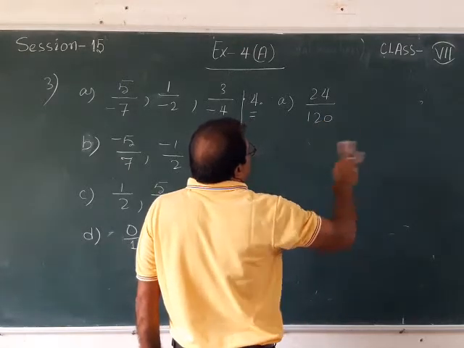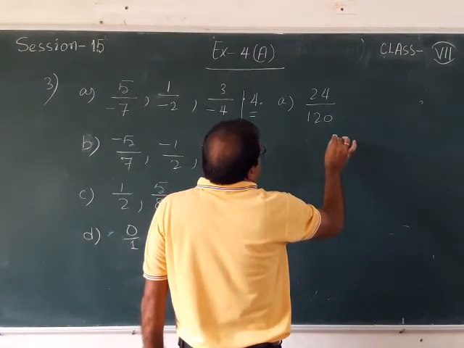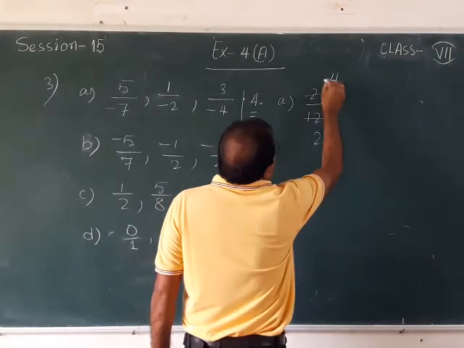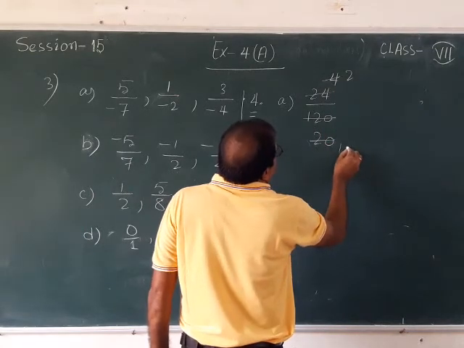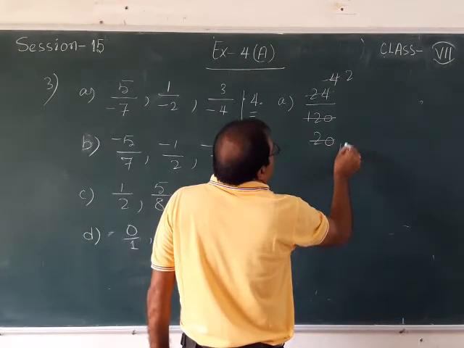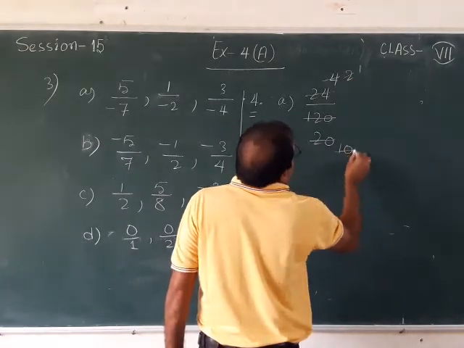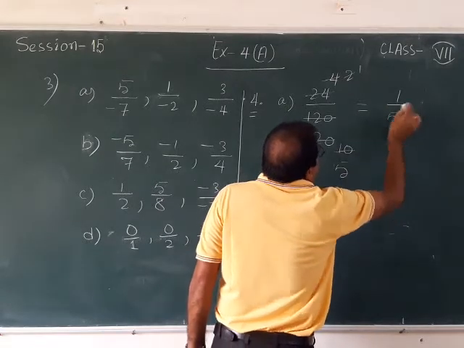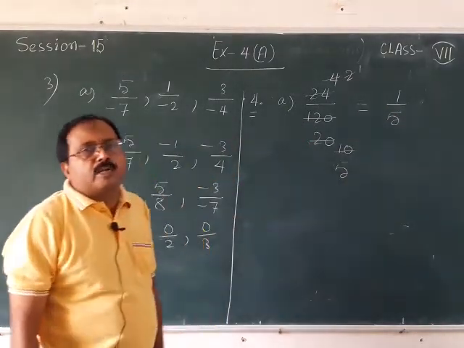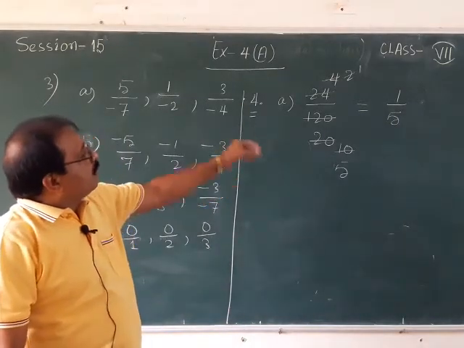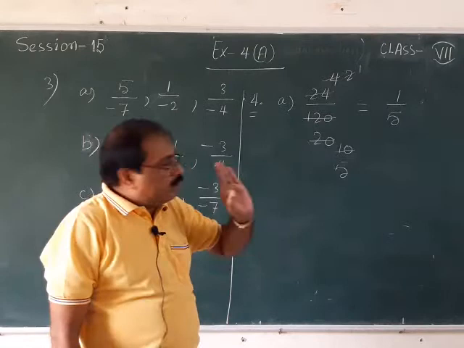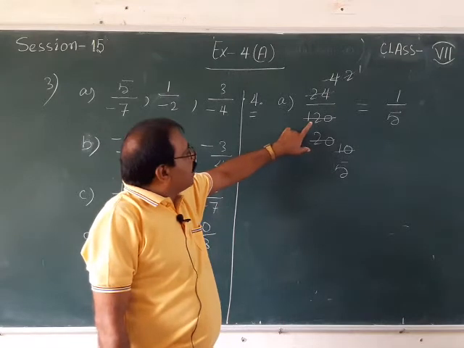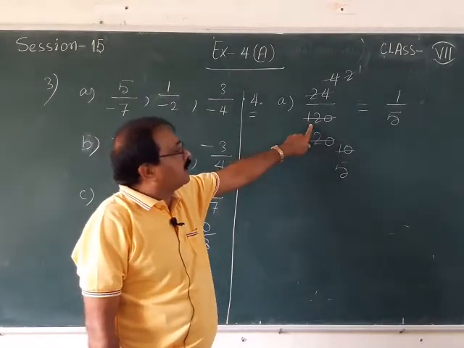What you will do? Just cancel the number. 6 can cancel it. 6 fours are 24 and 6 twos are 12. Now 2 twos are 4 and 2 tens are 20. Further, I can write 2 ones are 2 and 2 fives are 10. So according to your convenience you can cancel it till it is not coming in its lowest form. You can cancel the number by any suitable number, but you have to take care that if I have divided 24 by 6, then 120 should also be divided by 6 itself.